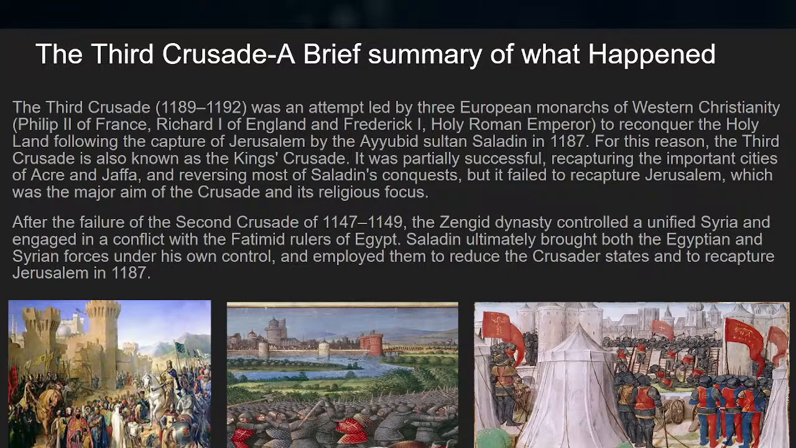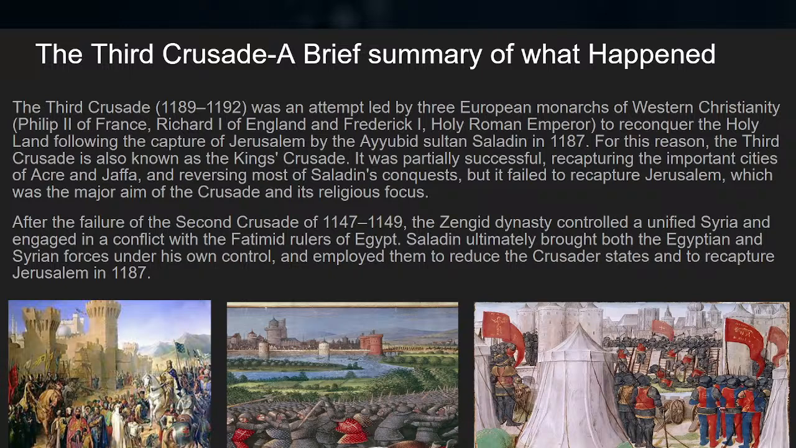After the failure of the Second Crusade from 1147 to 1149 AD, the Zengid dynasty controlled a unified Syria and engaged in a conflict with the Fatimid rulers of Egypt. Saladin ultimately brought both the Egyptian and Syrian forces under his own control and employed them to reduce the Crusader states and to recapture Jerusalem in 1187.